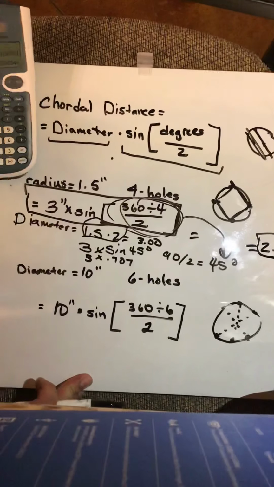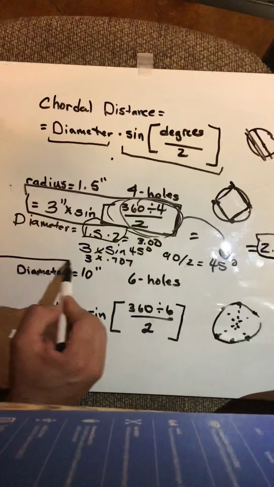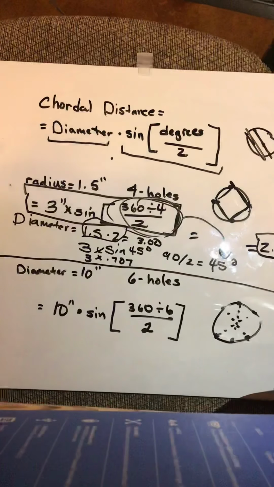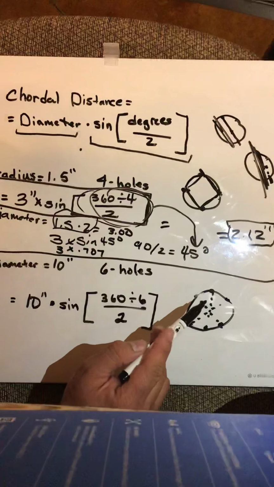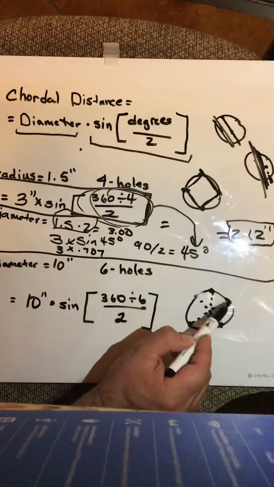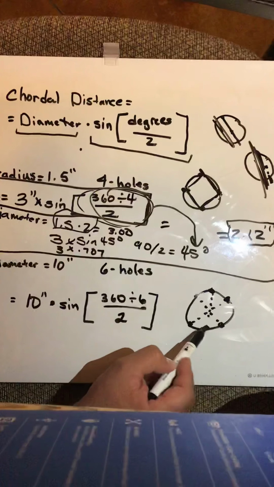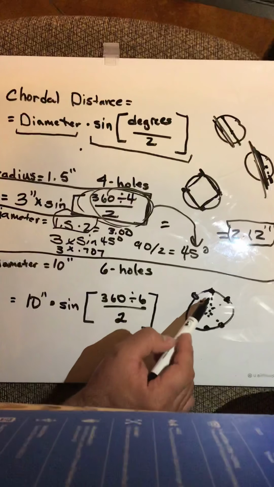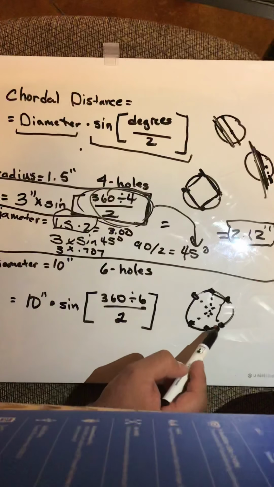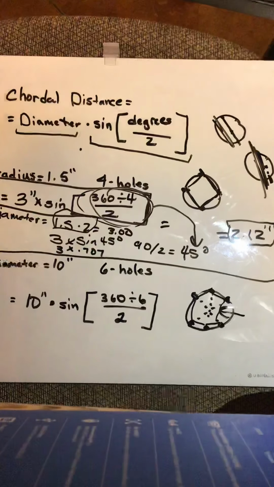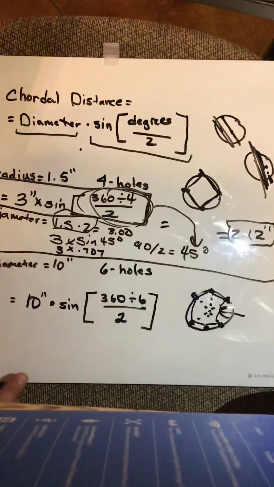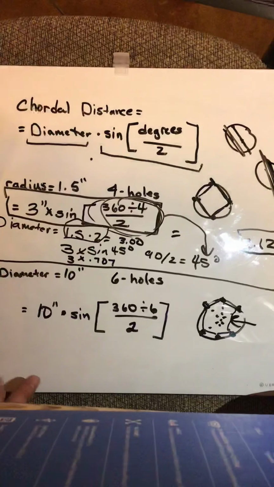So let's do the next one. Let me draw a line right there. For the next one, we want to find the chordal distance. Say I have a 6 hole circle, with a hole right here, right there, and so on around. I want to find the distance between each hole, meaning the distance right there from hole to hole. So how do I find it? Of course, I go by my chordal distance.